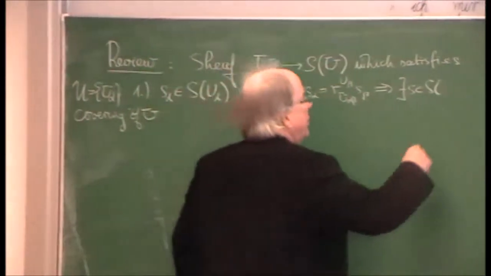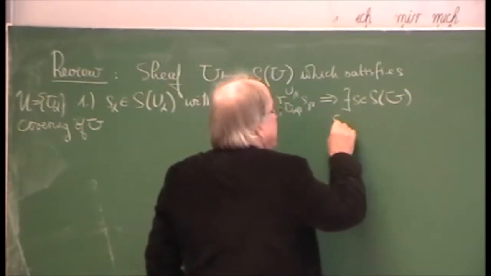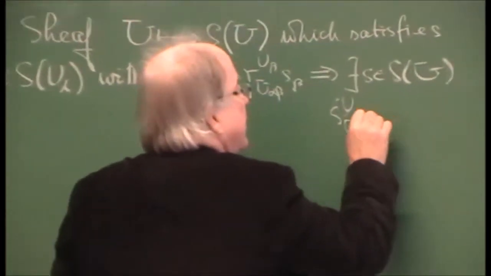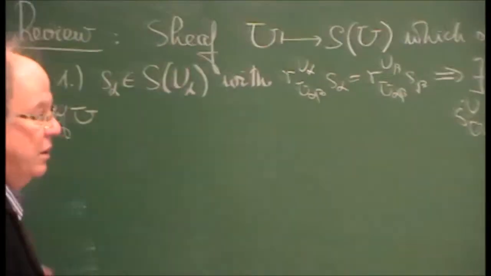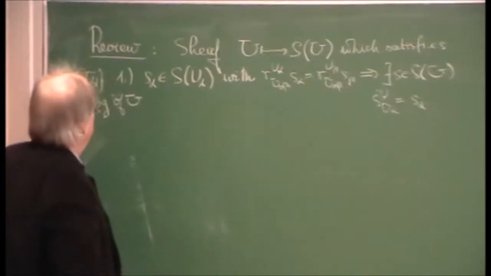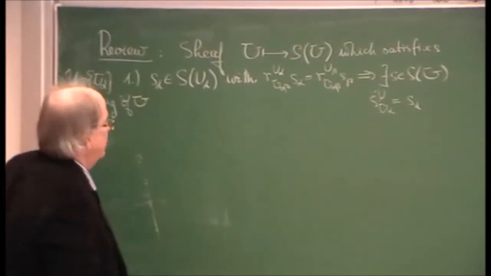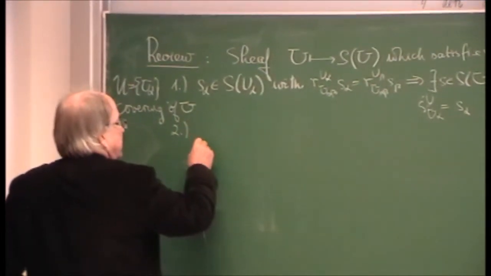Then the restriction from U to U alpha equals S alpha. So the restriction property? Well, so to speak, the building property. You build them out of local things, but global things too. Makes sense. And the second one is the other way around.